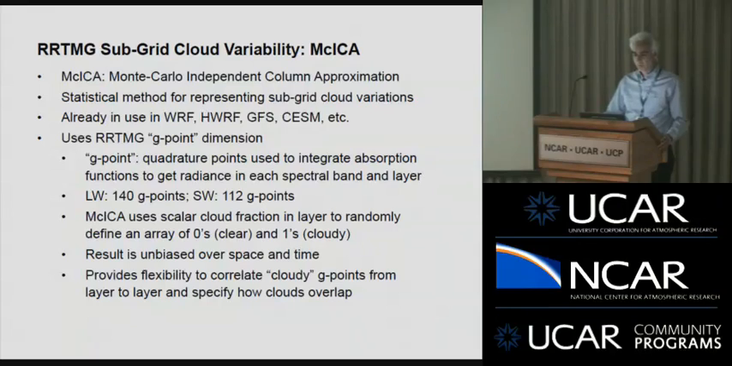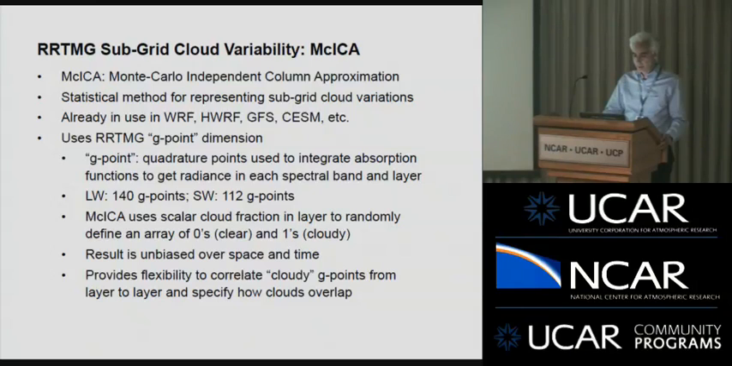And this makes use of the g-point dimension in RRTMG. And just to keep it simple here, I'll tell you that the g-points are quadrature points that are used to integrate PDFs of absorption to get the radiance in each spectral band and layer. So these are of length 140 in the longwave, and there are 112 g-points in the shortwave.